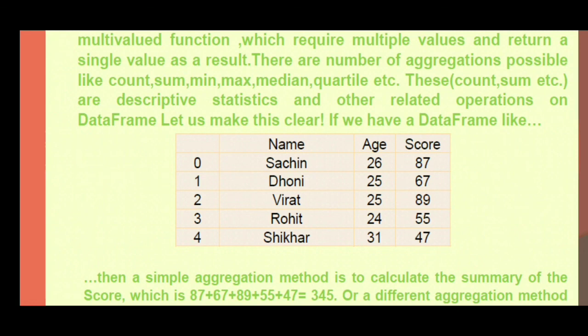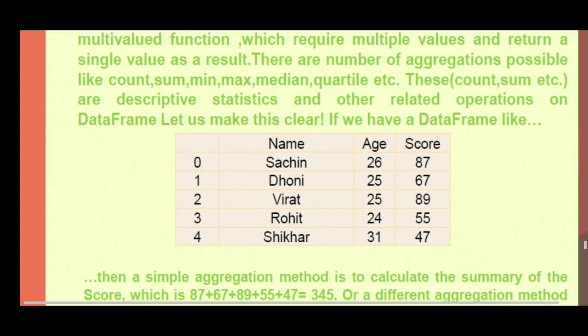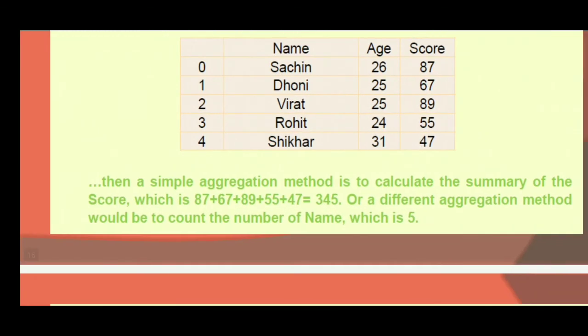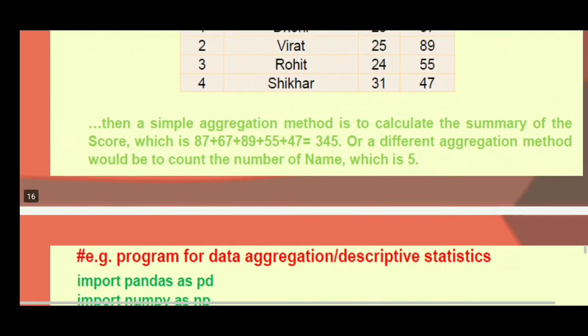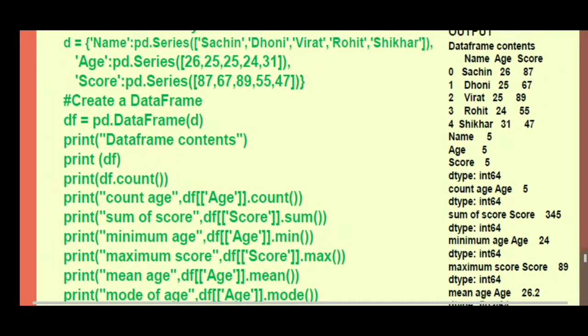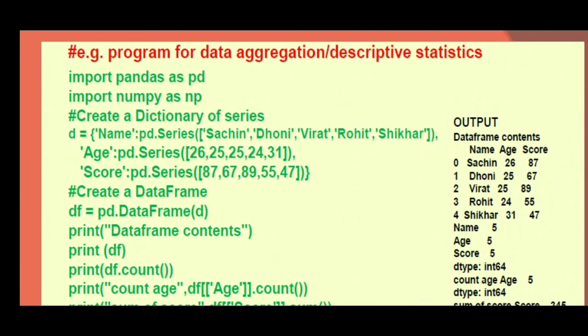Index 0 to 4 with names, and then a simple aggregation method is used to calculate the sum of the score, which when we add it gives 345. Or a different aggregate method would be to count the number of names, which is 5. So let us see that program.